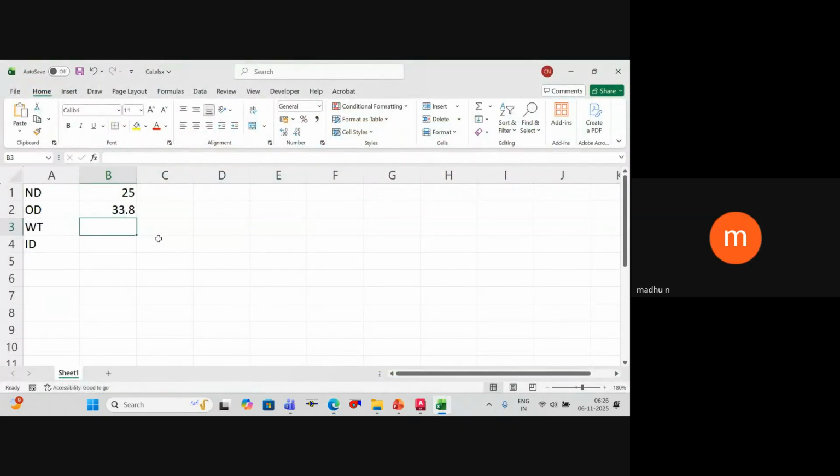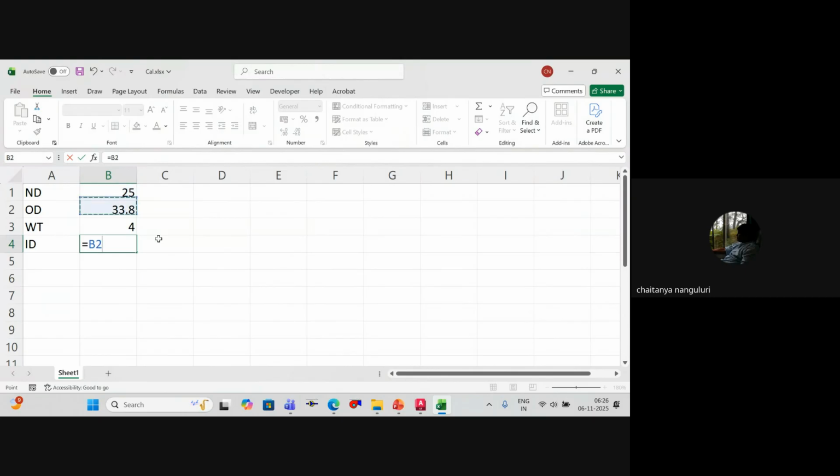So the internal diameter is your outer diameter minus 2 times the wall thickness. So 25.8 is the exact internal diameter that is available. Am I clear? Okay. So like this, we have to calculate for different diameters when required, and then we have to work on the hydraulic calculations.